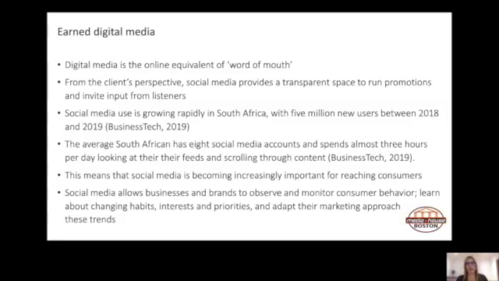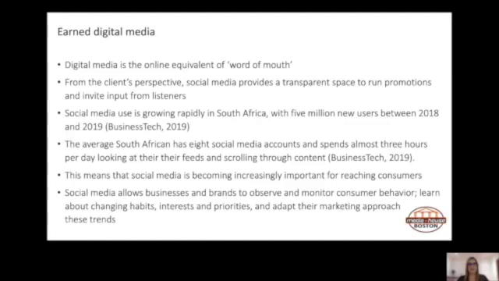Social media is growing rapidly in South Africa, with 5 million new users between 2018 and 2019. The average South African has 8 social media accounts and spends almost 3 hours per day checking their feeds and scrolling through content. Just quickly think about it. Think about yourself. How many different social media accounts do you have? Probably close to 8, or anything from 5 upwards, I would guess.